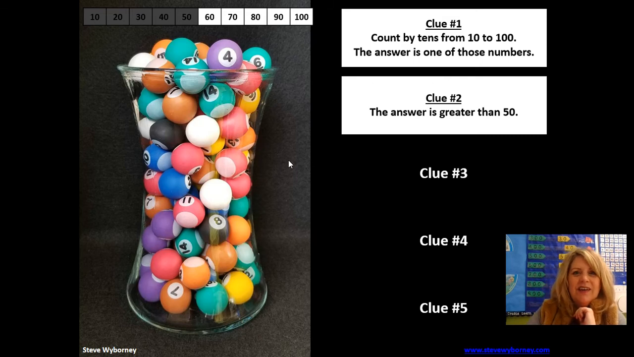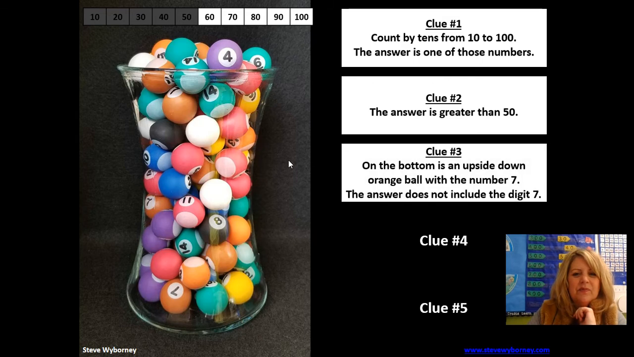You ready for clue 3? So am I. On the bottom, oh, you're going to read it with me? Thanks for reading the clue with me. On the bottom is an upside down orange ball with the number 7. Did you see it? Yep. The answer does not include the digit 7.